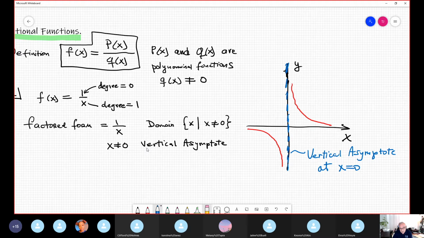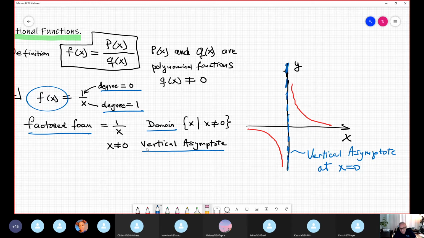Okay, there are different behaviors of the asymptote. I want to explain. This is just the first example. I want to present every possibility we have, and after, I want to make a conclusion about the rational function: degree, factored form, domain, and vertical asymptote, and approximately the graph.